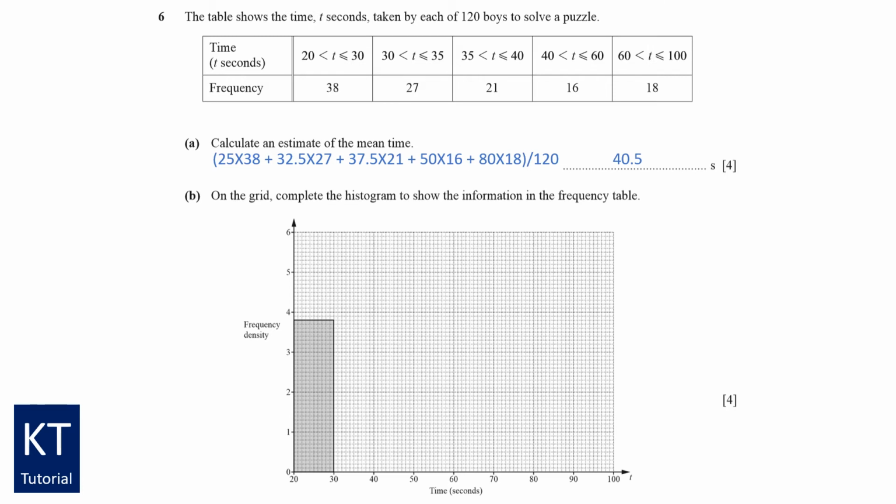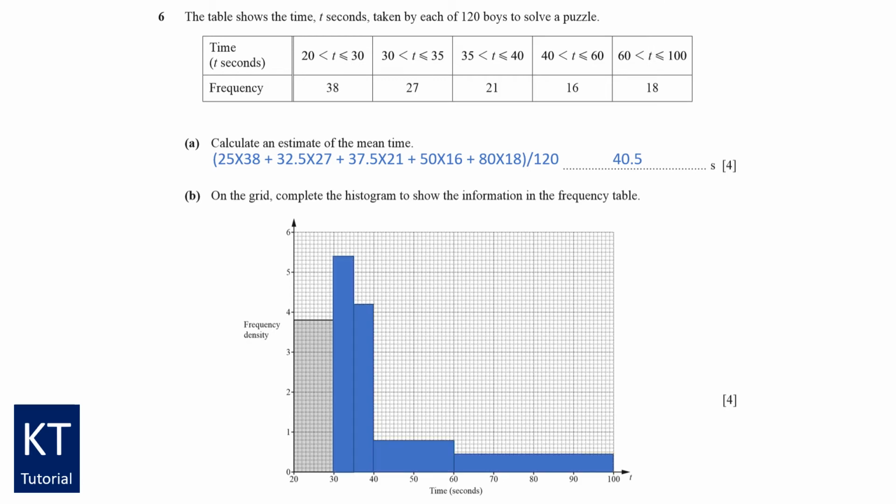Next, on the grid, complete the histogram to show the information in the frequency table. Here, the width of each bar is represented by the range given on the table, and the height of each bar is its frequency being divided by the range of time.